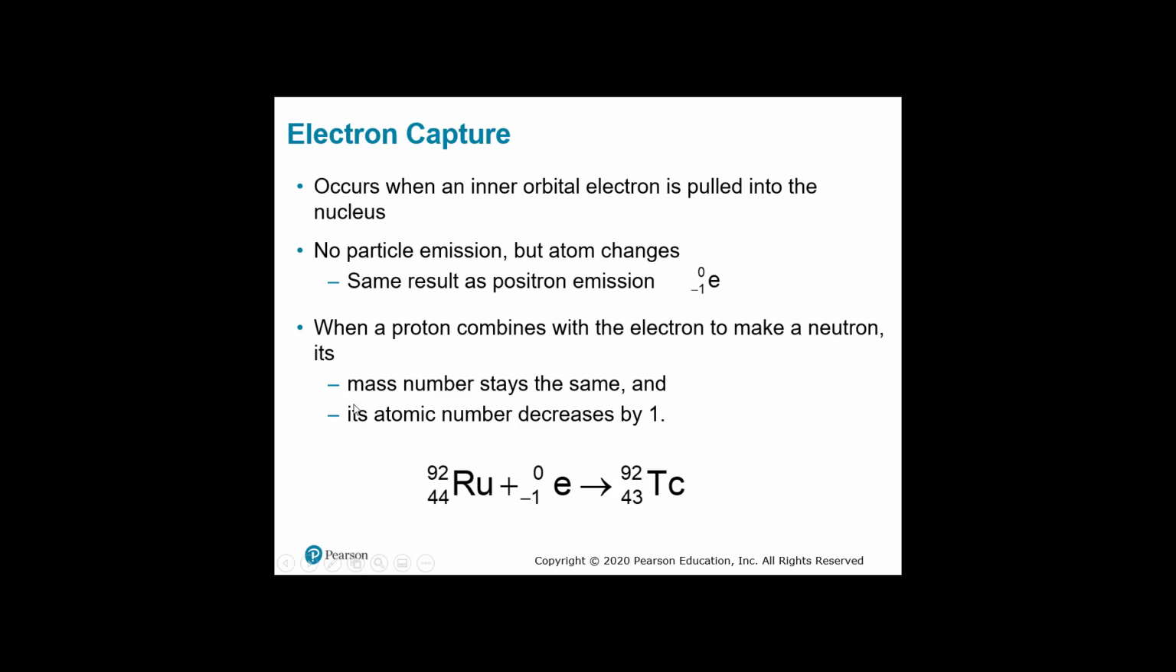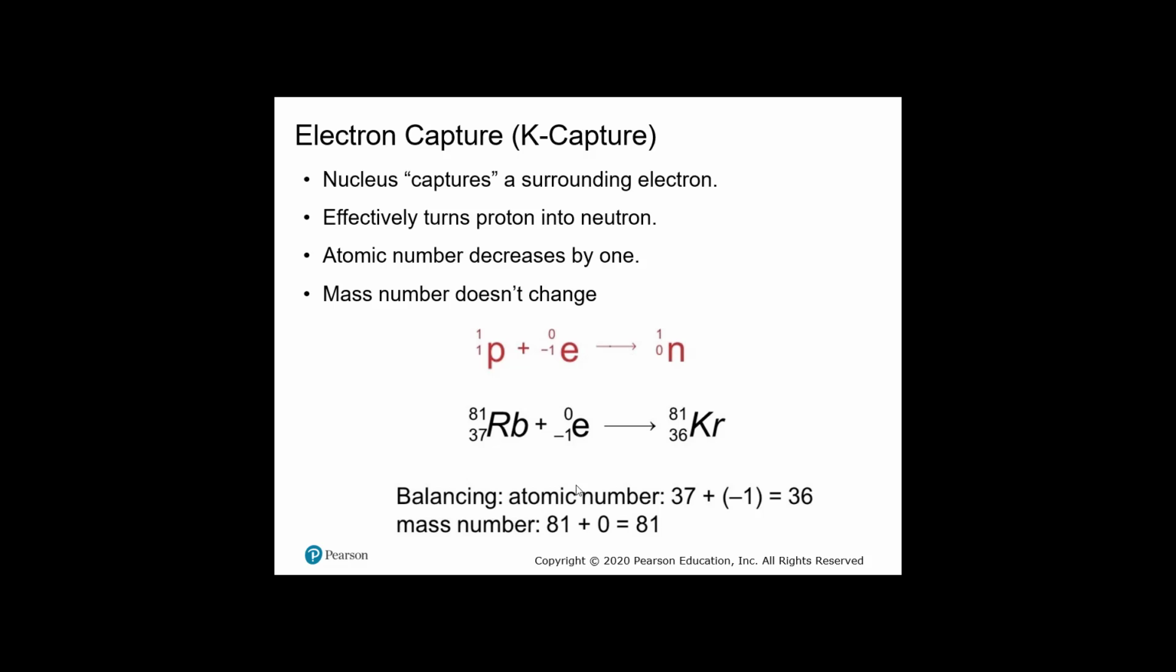So when a proton combines with an electron to make a neutron, the mass number stays the same. You can see we have 92 plus 0 equals 92. Atomic number decreases by 1. 44 minus 1 equals 43. And you would solve this the same. Once you know what it is, you have the question mark, you can do the math on this and solve for it, but you have to make sure you have the right radiation symbol here. They're not difficult, but you just have to keep them all straight.